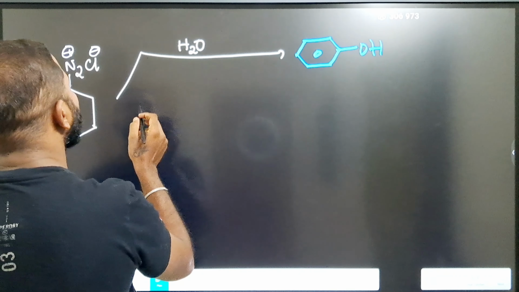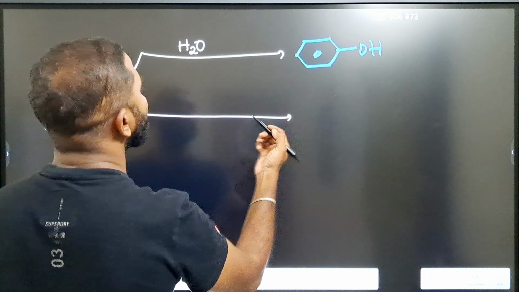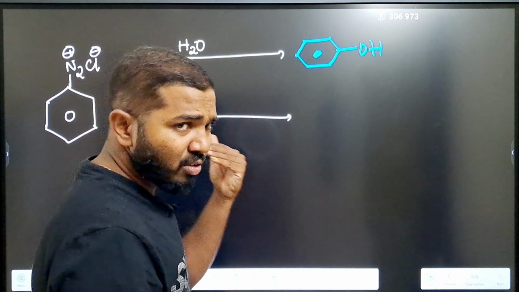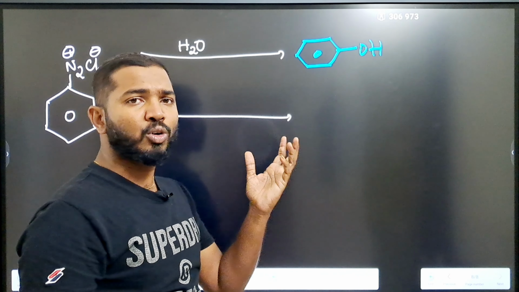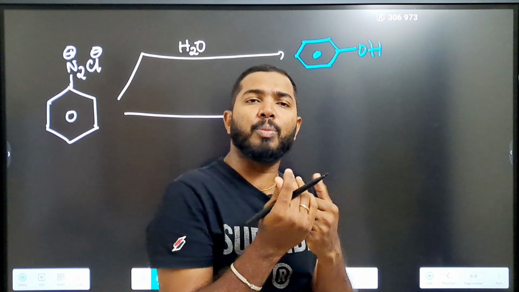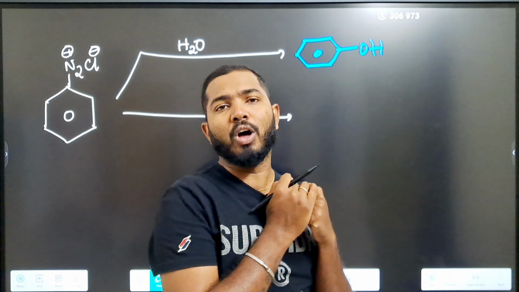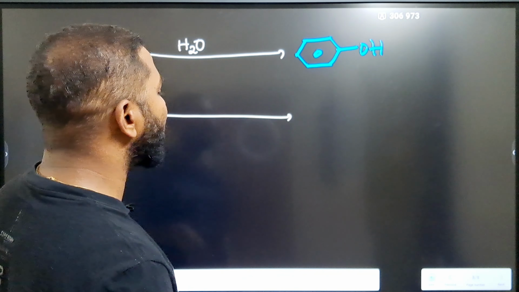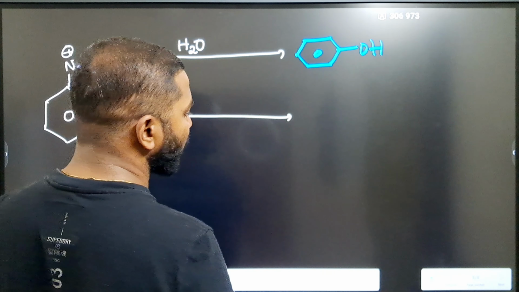So instead of taking CuCl/HCl, CuBr, we can also take, as I told you, Sandmeyer and Gattermann reactions, we can also prepare bromobenzenes. So these are very important conversions, so you just try to have a look.